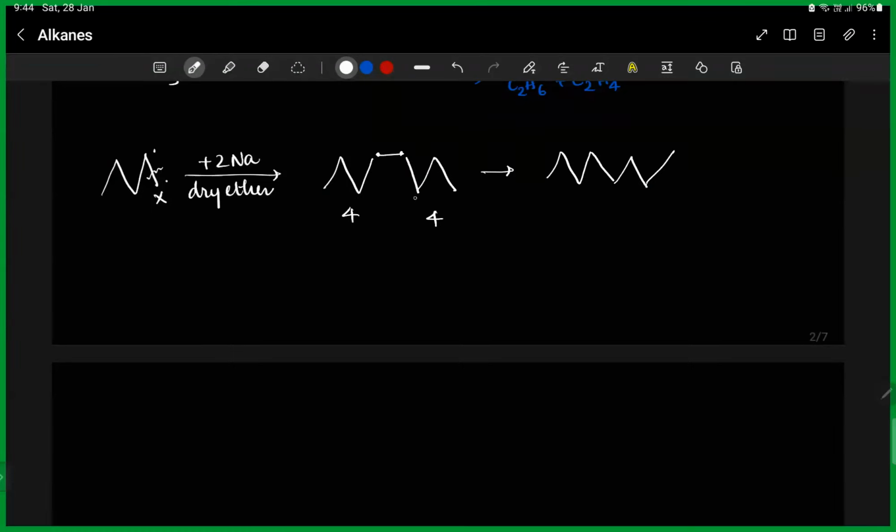1, 2, 3, 4, 5, 6, 7. 1, 2, 3, 4, 5, 6, 7. Right. See, so this is how you do the Wurtz reaction.